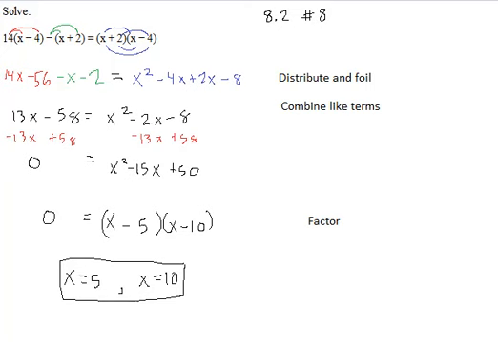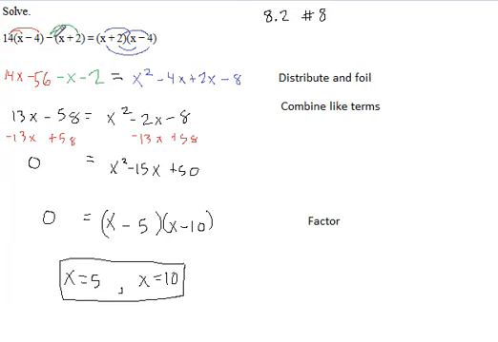Okay, so for this problem 8.2 number 8, it starts with some factored terms here, and we want to kind of undo that by distributing and foiling through. So I tried to color code it here. I multiplied the 14 through to the x and the 14 through to the negative 4, and that's how I got the 14x minus 56.